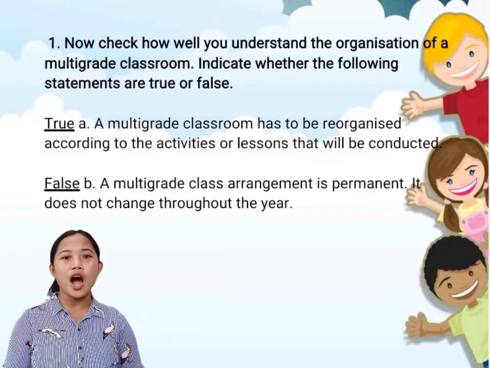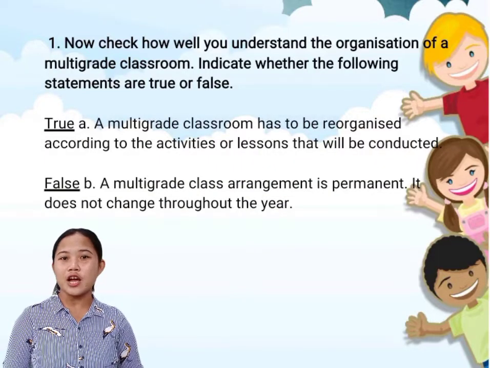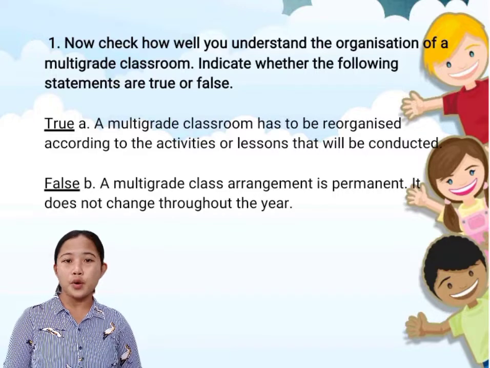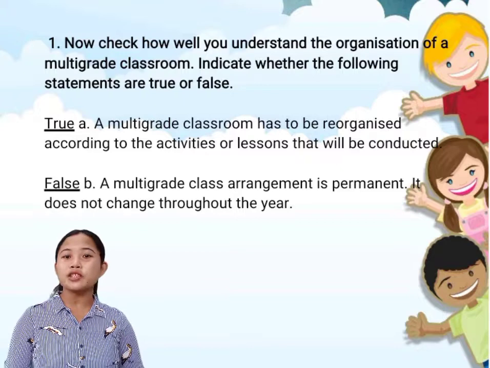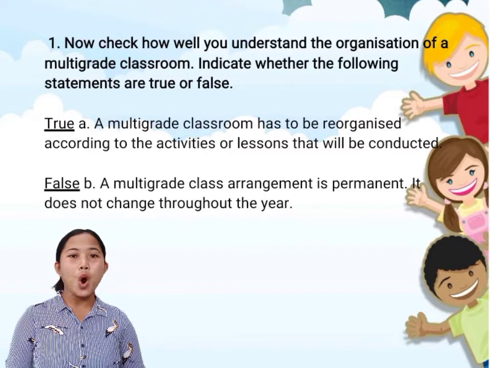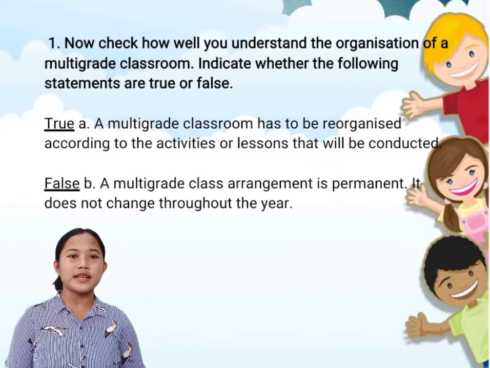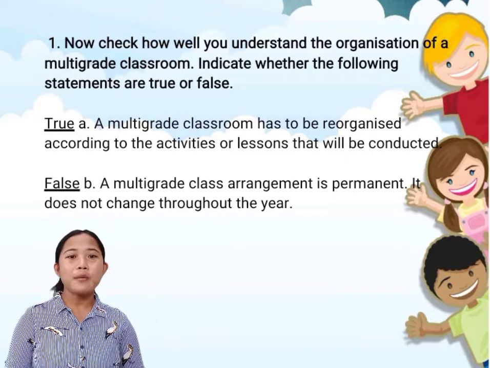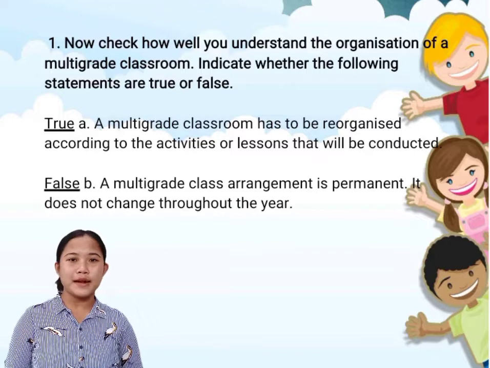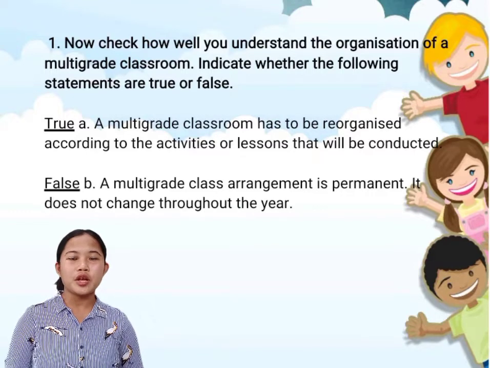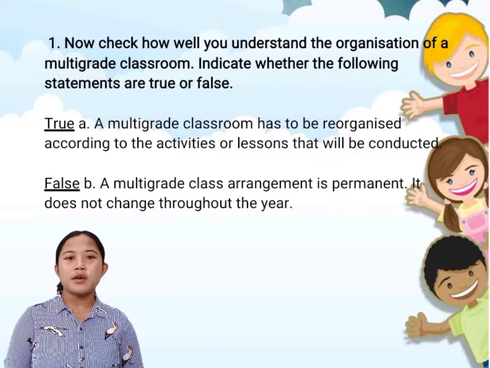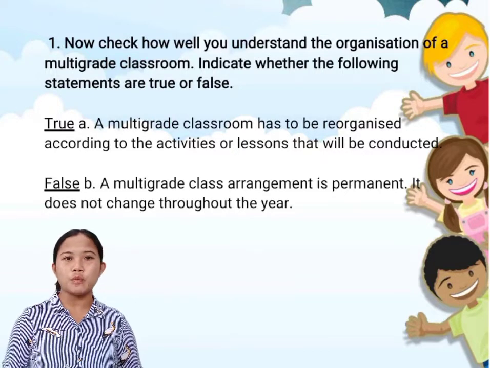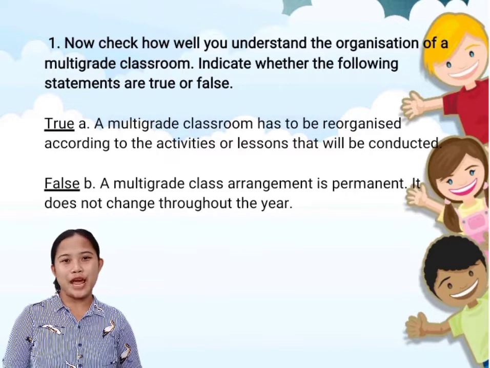So now let me check how well I understand the organization of a multi-grade classroom. Indicate whether the following statements are true or false. So first, a multi-grade classroom has to be reorganized according to the activities or lessons that will be conducted. So true. Next, a multi-grade class arrangement is permanent. It does not change throughout the year. So the answer is false because as a teacher, you need to change the setting arrangement in the classroom in order to meet learning for the students.